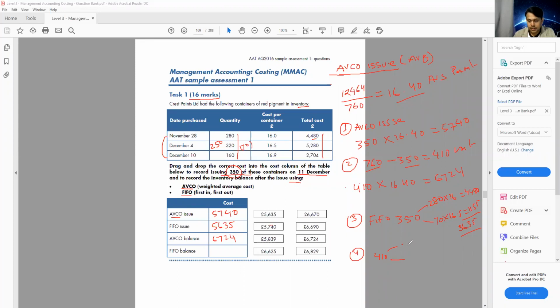So 250 times 16.5, and I have pulled this unit because I never used that: 160 times 16.9 will give me 2704. And here, 250 times 16.5 will give me 4125.